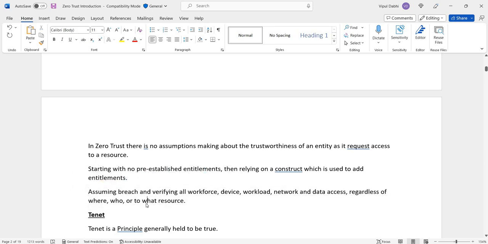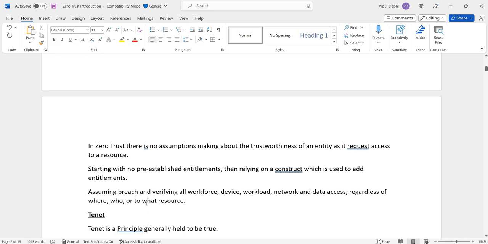So basically, here it is saying we need to verify everything, and we need to go with the concept that we are already in a breach state. Okay, we need to always be in that state, like we are already breached, and we need to do the zero trust implementation or conceptualization in that way only.